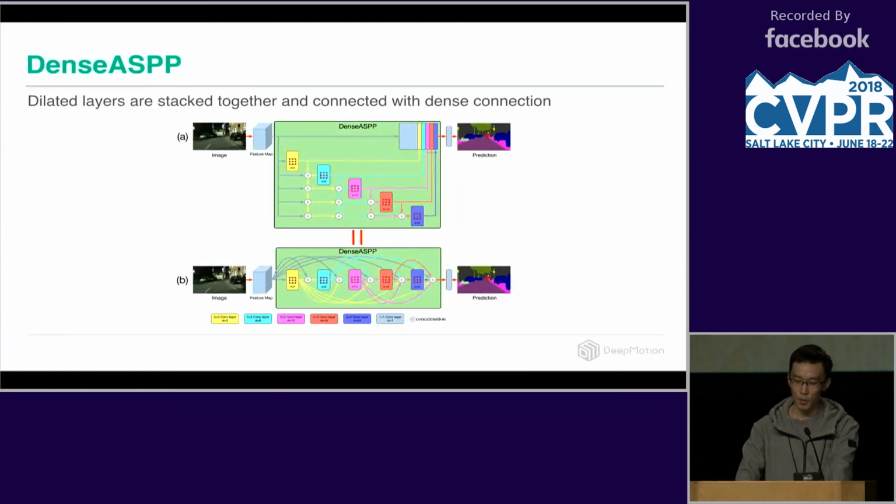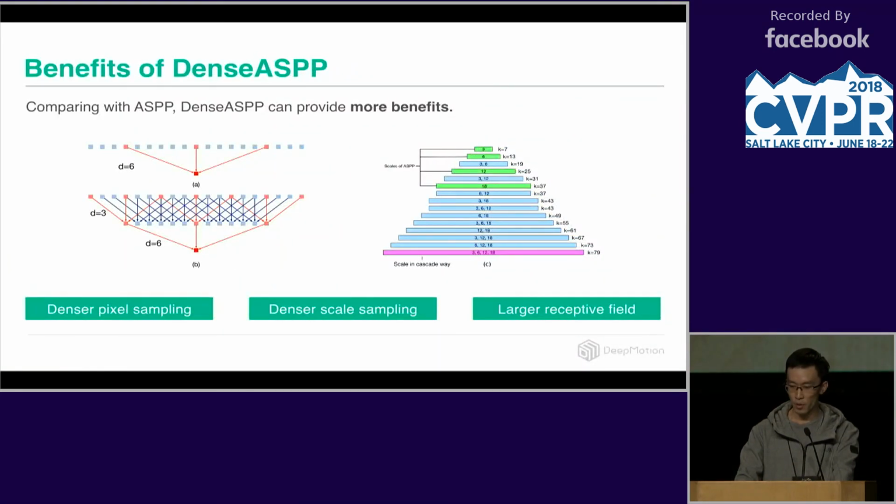In this work, we propose dense SPP, which densely connects multiple dilated convolutional layers. As this picture shows, the dilation rate of each layer in dense SPP is arranged in an array manner. In our understanding, this structure has several benefits. Putting a layer with a smaller dilation rate before a layer with a large dilation rate can bring denser pixel sampling. Stacking several dilated layers together can significantly increase the scale range, while the dense connection brings more dense scale sampling in the large scale range.